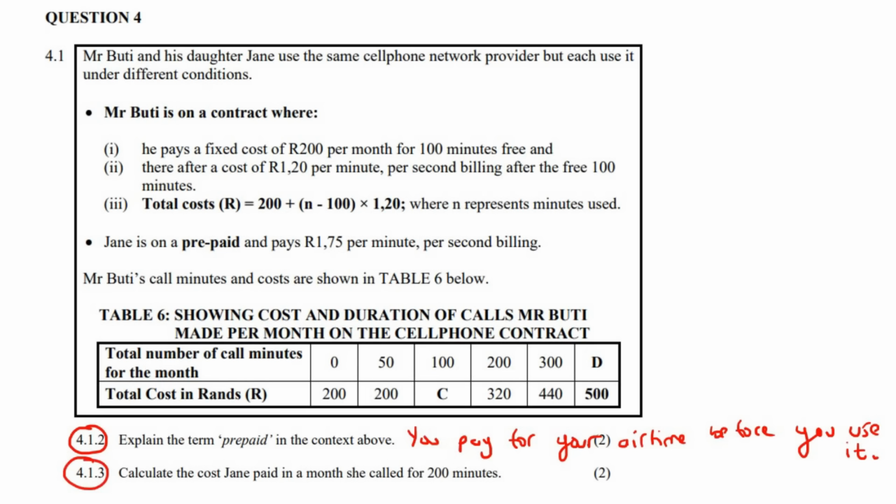This question says, calculate the cost Jane paid in a month if she calls for 200 minutes. Well, her system is really easy. She just pays 1 Rand 75 per minute. So you can just say 200 multiplied by 1.75, and that will be 350 Rand.